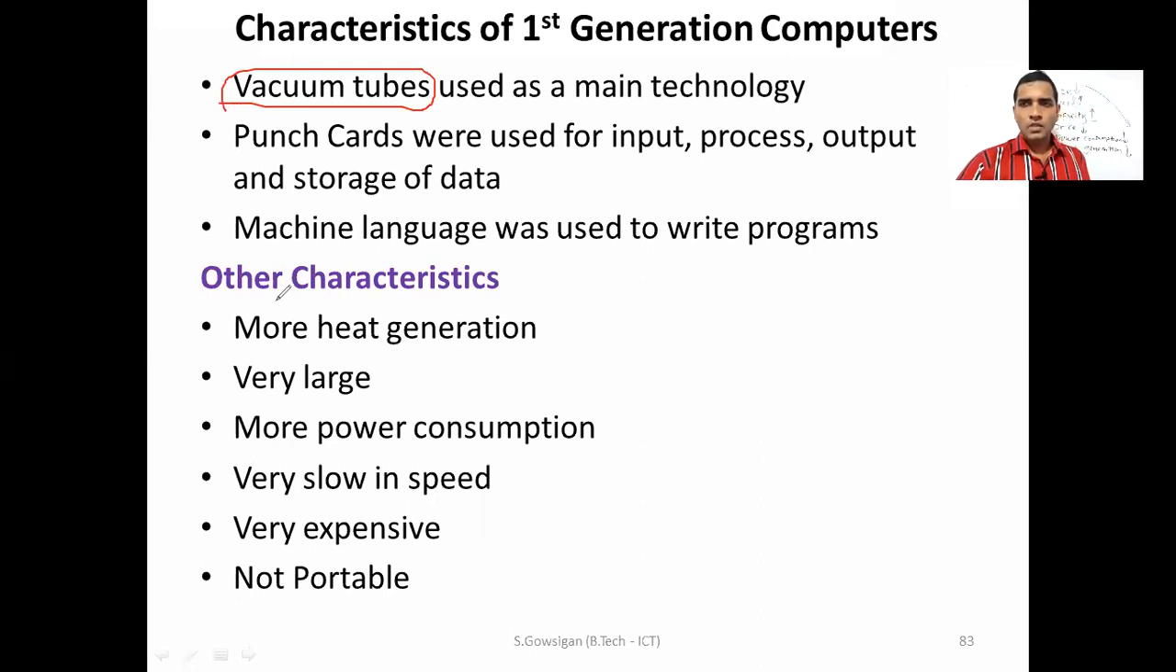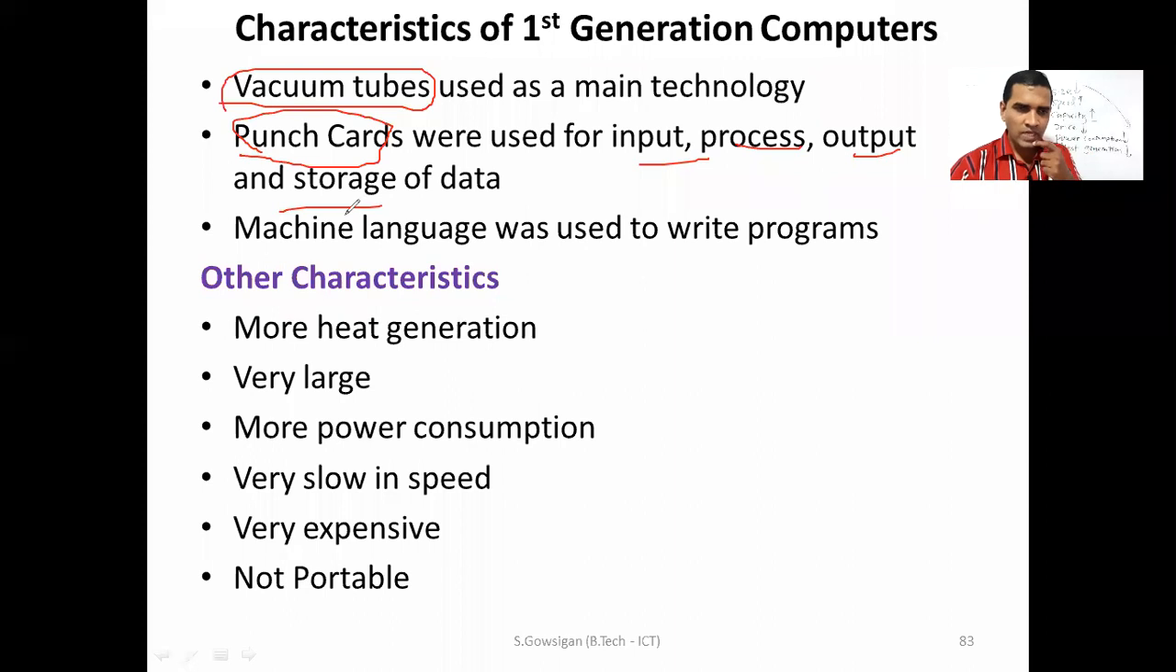Then, as I mentioned earlier, nowadays we use so many devices for input and output purposes. Even in storage, we use pen drives, CDs. We use mouse and keyboards for input, and monitor and speaker for output. These were not there in the first generation. They could have punch cards only. They managed to have punch cards. A punch card is a kind of component used for all these purposes: input, process, output, and storage.